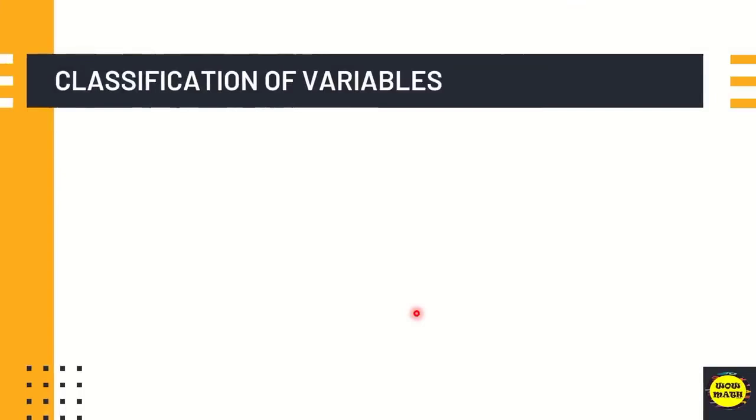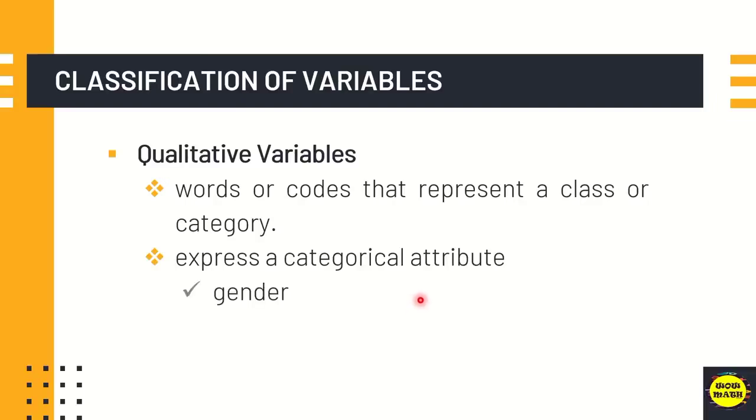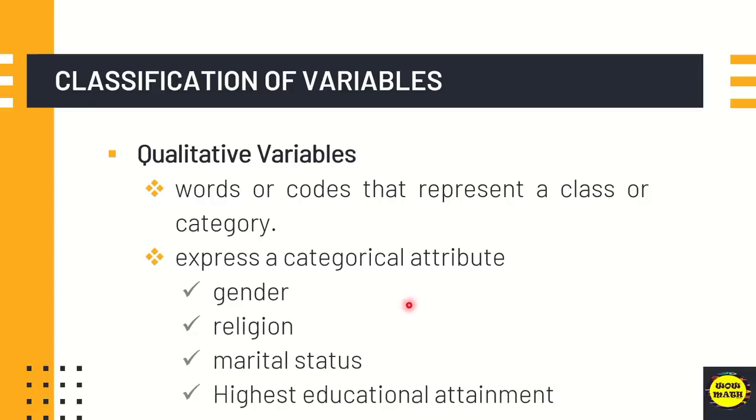So we can classify variables into two. First, qualitative variables. When you say qualitative variables, that is words or codes that represent a class or category, and also express a categorical attribute. So for example, gender, so you can categorize like male or female, religion, marital status, and the highest educational attainment.